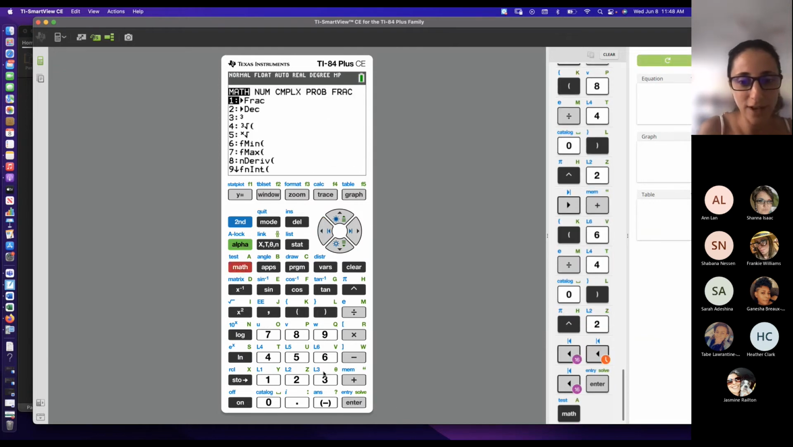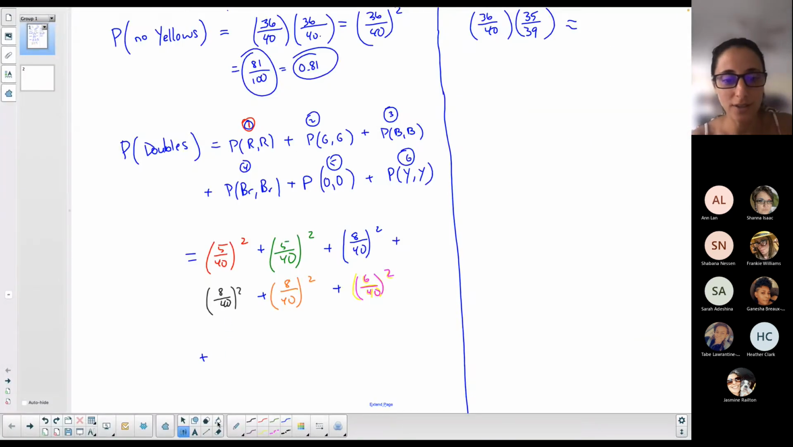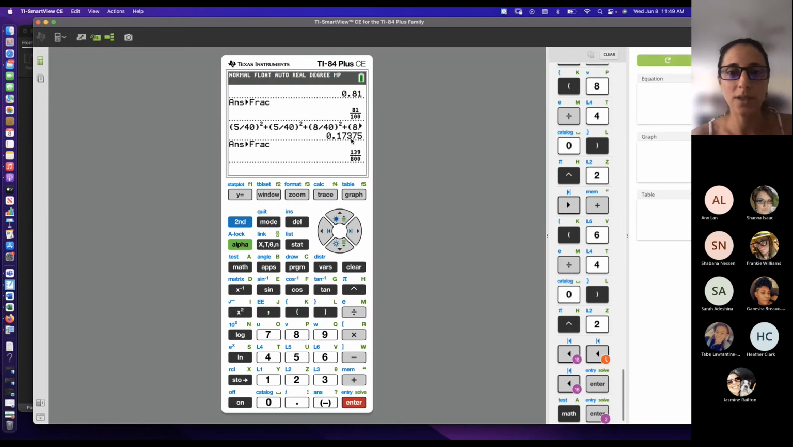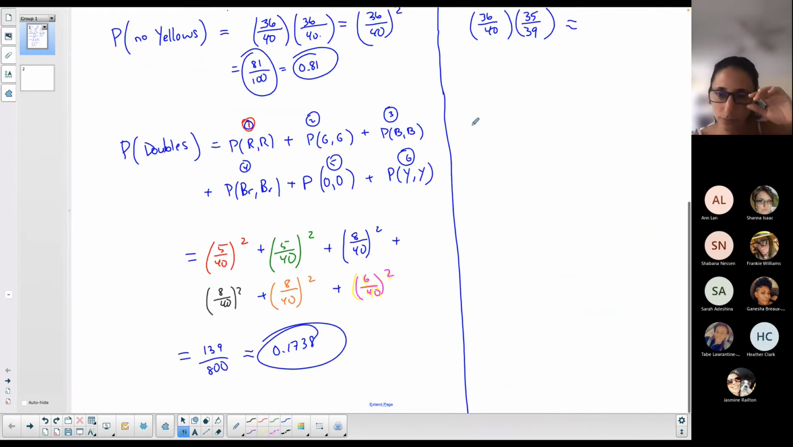And then if I want that in simplified fraction form, 139 out of 800. 139 over 800, I don't like that, that's ugly. So I'm going to put that as a decimal: 0.1738. So there's a 17.38% chance of me getting doubles when I randomly choose 2 from this bag. Now this is theoretical, right? This is if I continue to do this experiment over and over and over again.